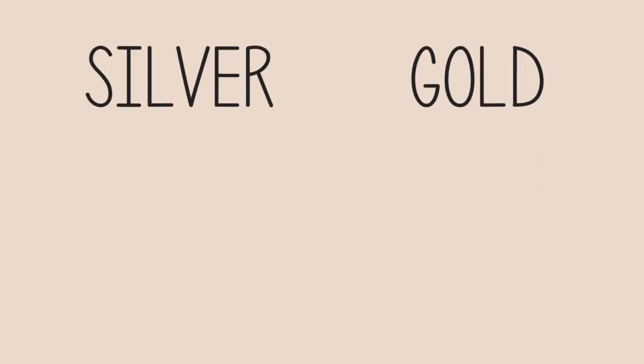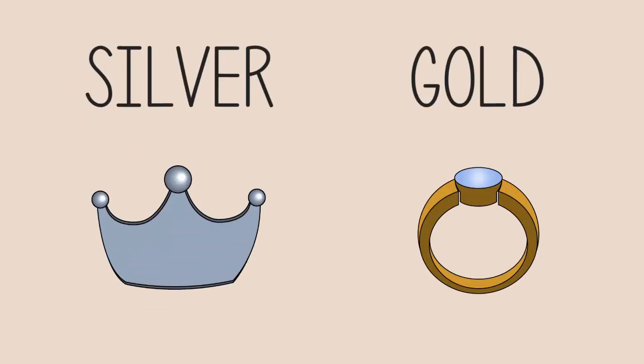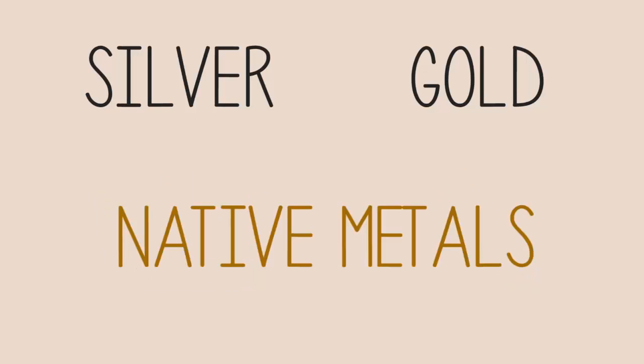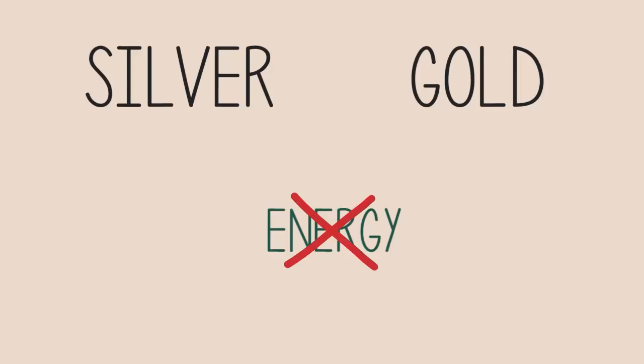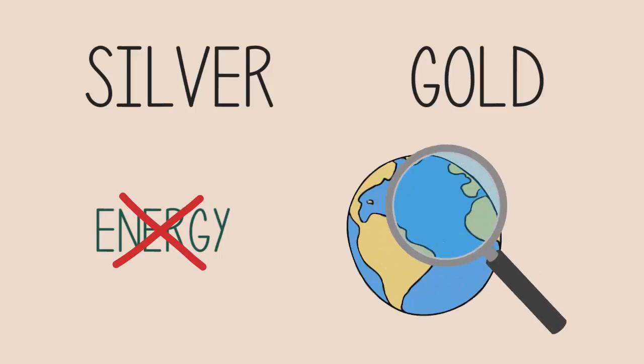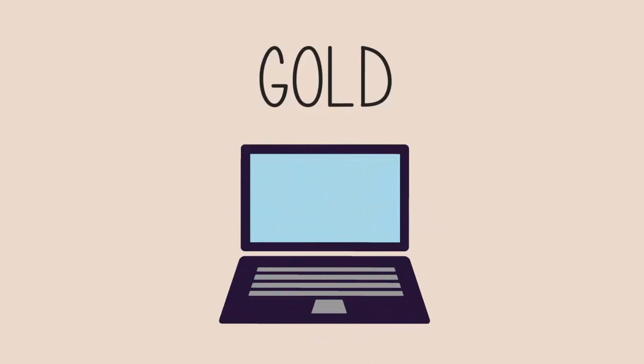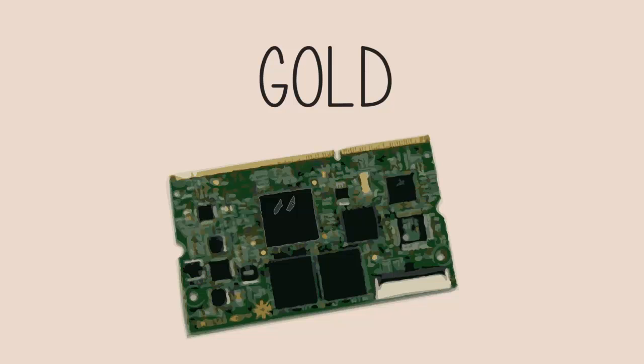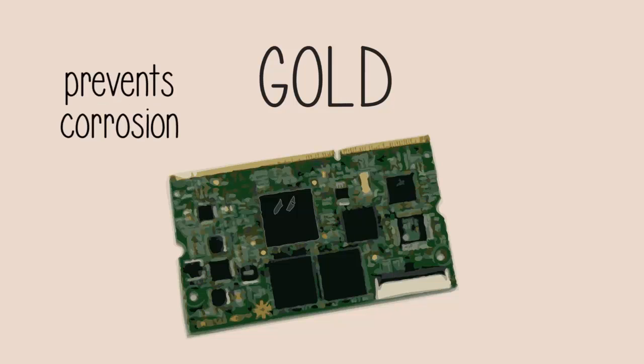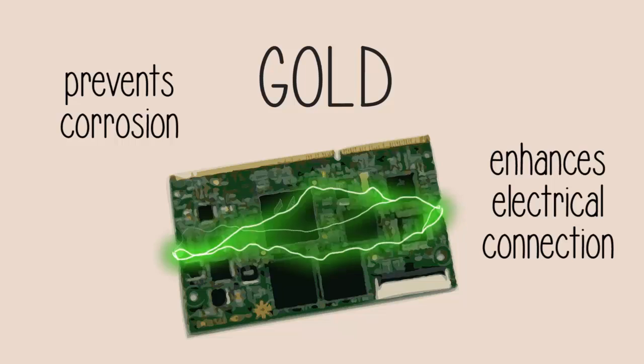Silver and gold from jewelry are also recycled. As these metals are found as native metals, the issue here is not the energy cost, but rather the rarity of these metals. The main source of gold is recycled electronic goods, such as computers, which have their electrical contacts plated with gold, so there is no corrosion and a perfect electrical connection.